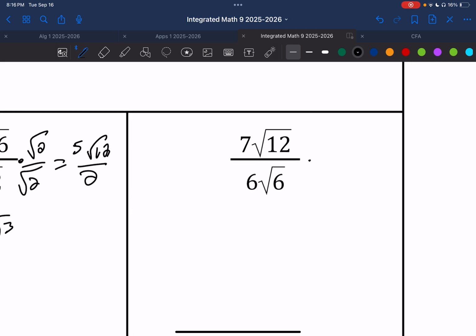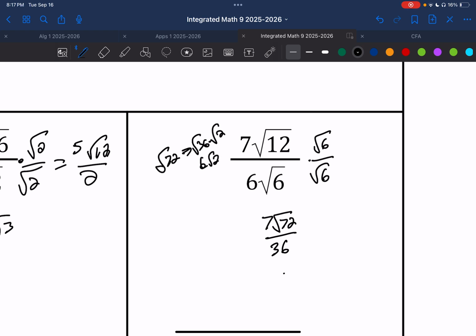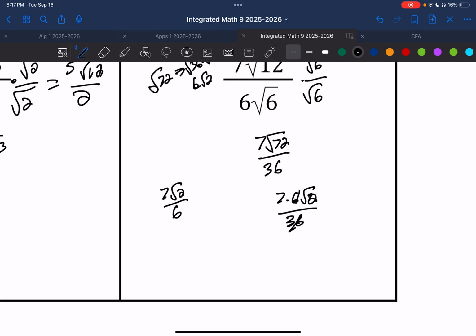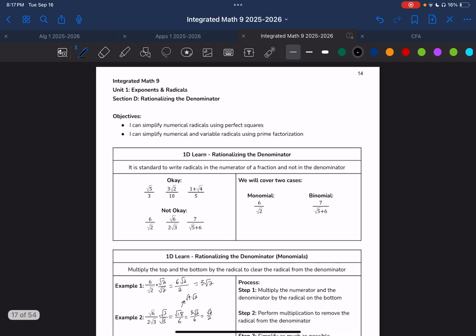All right, and for this one over here, we're going to multiply by root 6 over root 6. We can get 7 root 72 over 6 times root 6 times root 6. Well, root 6 times root 6 is 6, times another 6 is going to be 36. And the square root of 72, we can rewrite as the square root of 36 times the square root of 2, or 6 root 2. It's going to be 7 times 6 square roots of 2, all over 36. We can cancel the 6 there, cancel the 6 there, and so our final answer is 7 square roots of 2 over 6. That's the end of page 14.